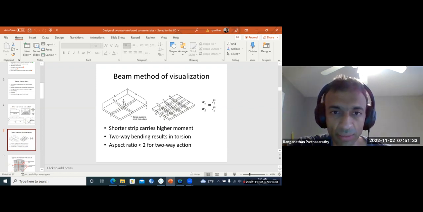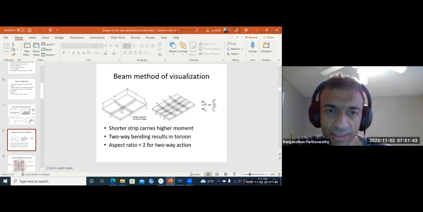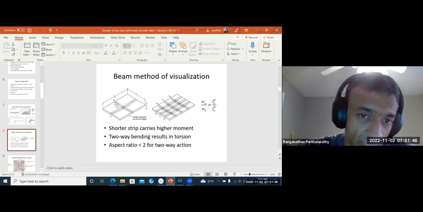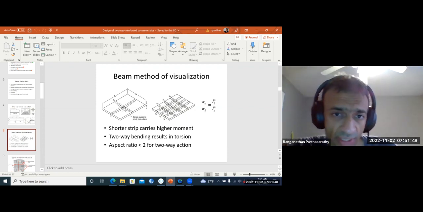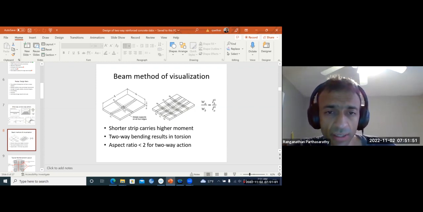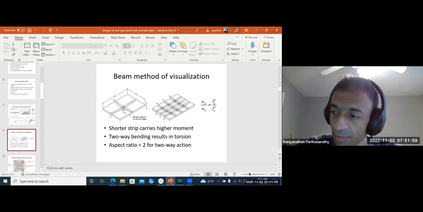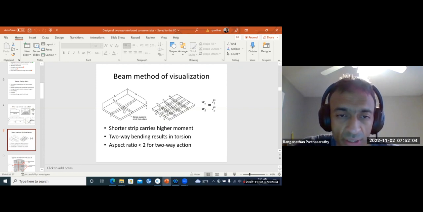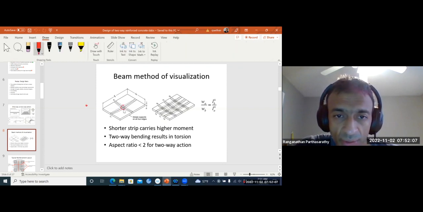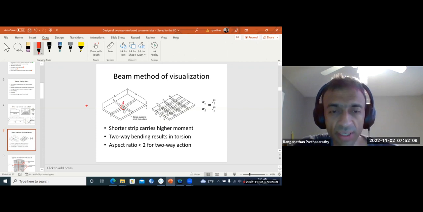Here is the explanation for that. Now consider these two strips. S1 is the strip in the short direction. L1 is the strip in the long direction. Now these two strips are intersecting at this location, like this common rectangle. Now, when this bending is happening, you can imagine that this particular point is getting displaced down, right?